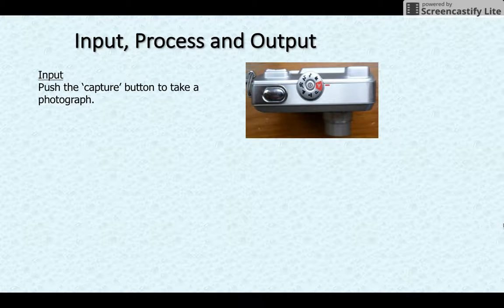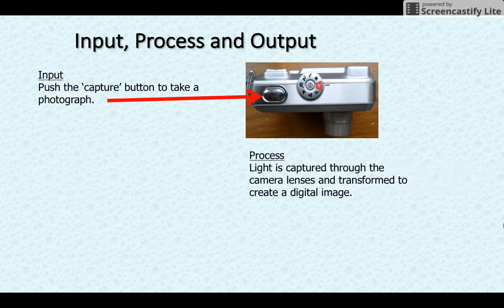So just an example, again, a different one from the blender, is the input on a camera is to push the capture button to take a photograph, as you can see there. I know this is a little bit of an older camera, some of you probably have never even used these. Back in my day, this is what we used in high school, was all of these cameras.